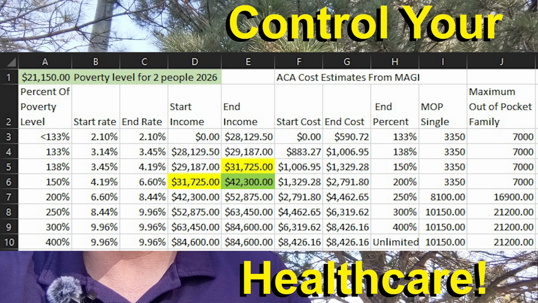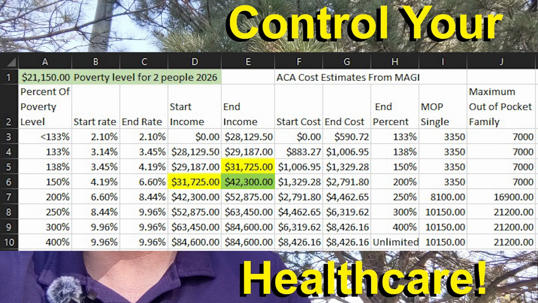So the insurance is based upon something called the poverty level. And I'm assuming you're going to be married, you don't have kids, so two of you. And so the poverty level for two people is shown in cell A1, and it's listed as $21,150. That's the poverty level for two people. Then as you kind of come down, the insurance rates are based upon different percentages of that. So it starts with if you're beneath 133% of the poverty level, and it goes up to 400% of the poverty level. In column B, it's here's what the insurance rate is at the beginning of a bracket, and then in column C, this is what the percentage rate is for the end of the bracket.